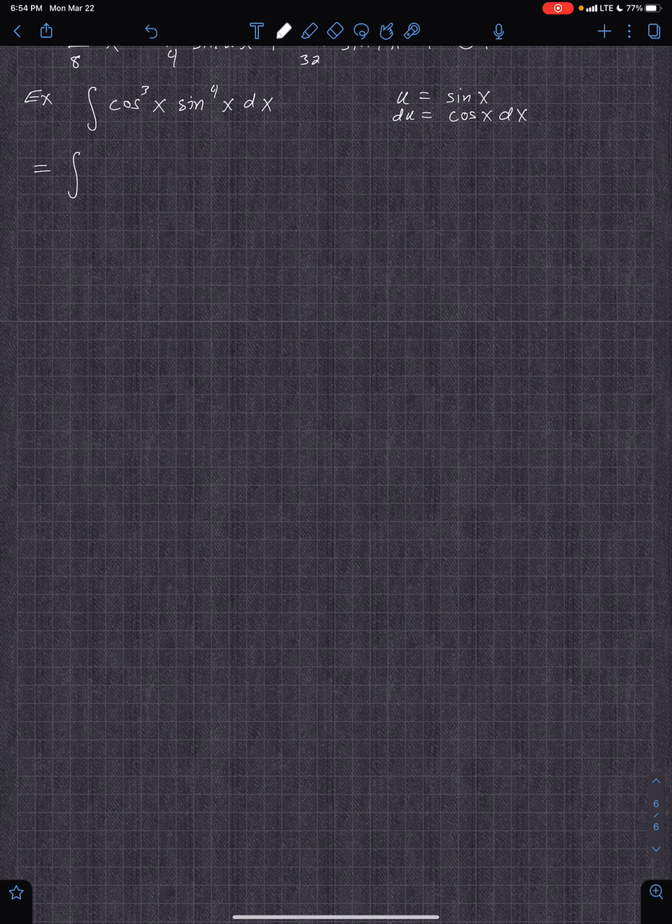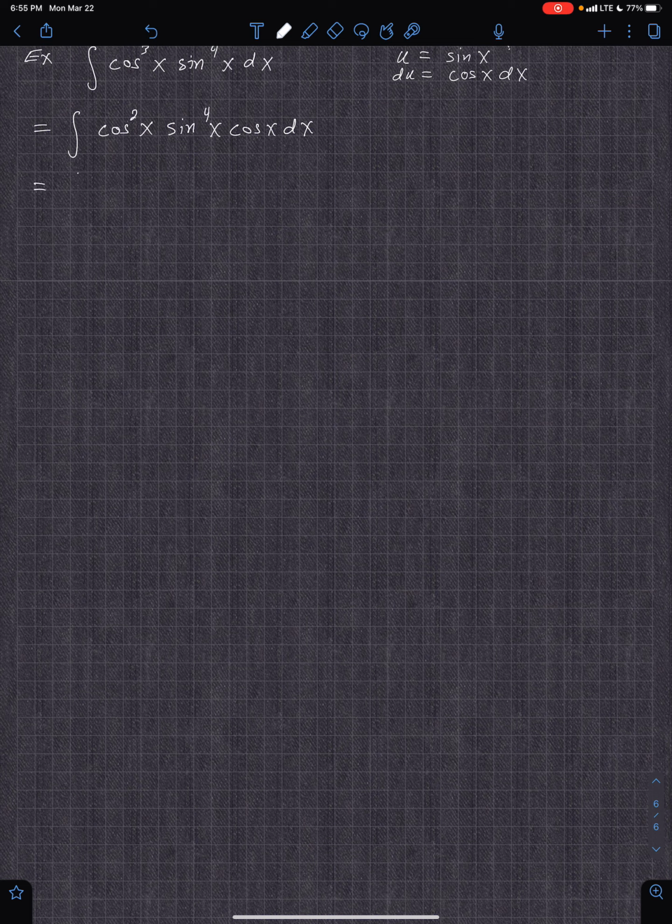the integral. So this is what you can do. You can basically take these and factor them. You peel off one of them to get your cosine x dx. So you can write this as cosine squared x sine to the fourth x, and then cosine x dx. Now this substitution is not going to help us yet right here, but what we can do with the cosine is rewrite that in terms of sine. And we'll have everything in terms of sine, and then my u will be just u. So that's just 1 minus sine squared x, and then sine to the fourth x cosine x dx.